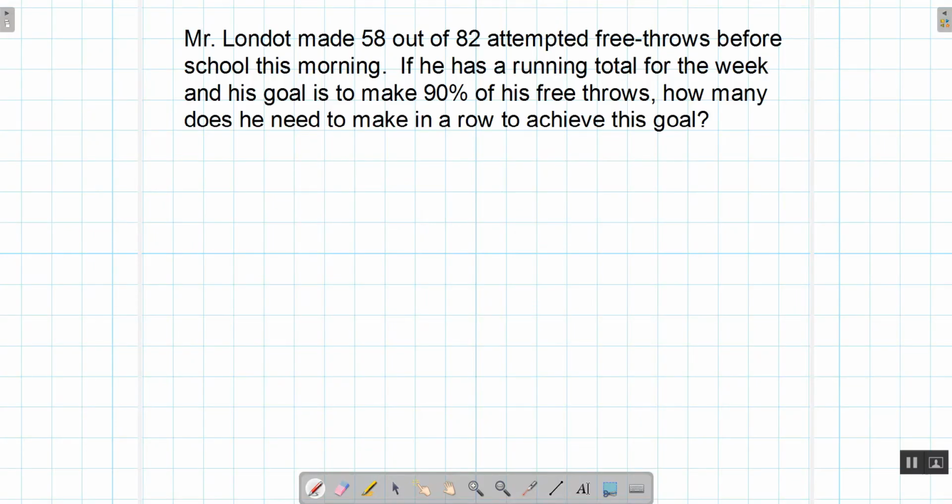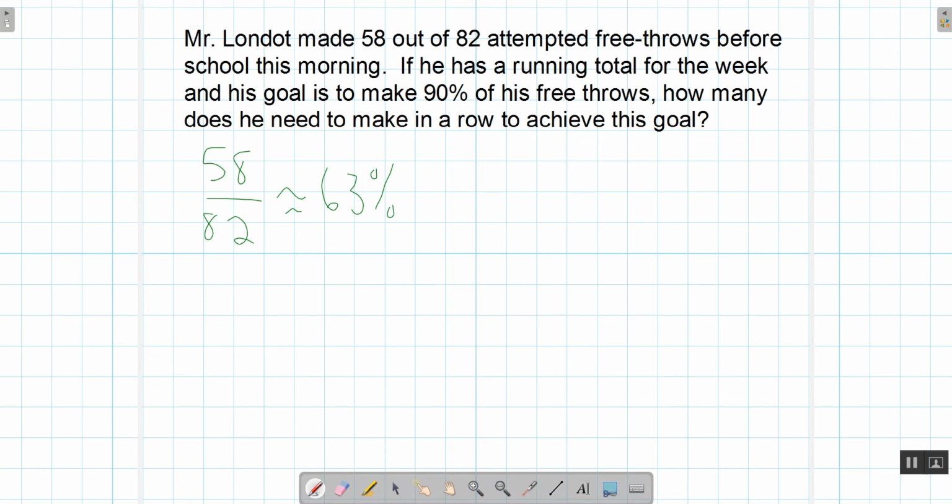Mr. Lon made 58 out of 82 attempted free throws before school this morning. If he has a running total for the week and his goal is to make 90% of his free throws, how many does he need to make in a row to achieve this goal? As you can see, I'm a poor free throw shooter because 58 over 82 is approximately 63%. I shoot better than Shaquille O'Neal, but worse than Dirk Nowitzki.